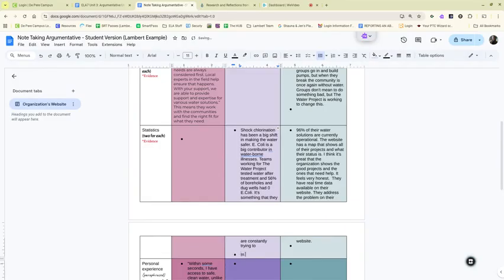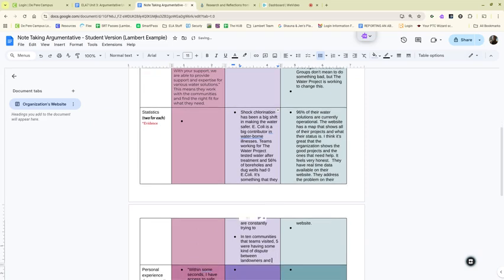In 10 communities that teams visited, 5 were having some kind of dispute between landowners and those trying to use the well.